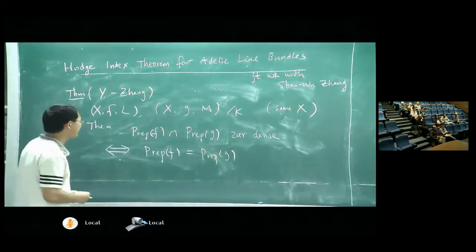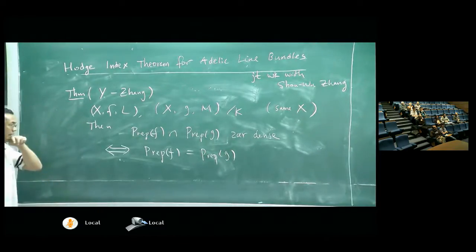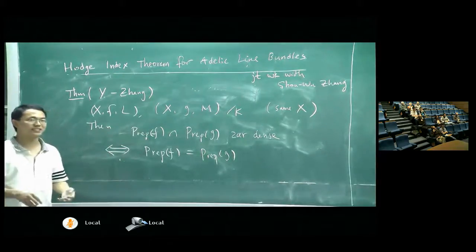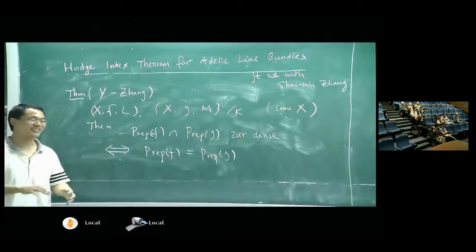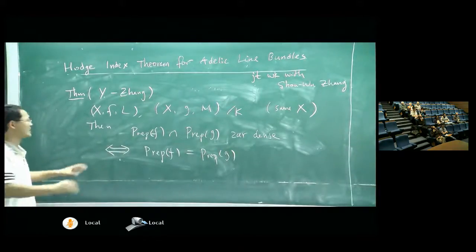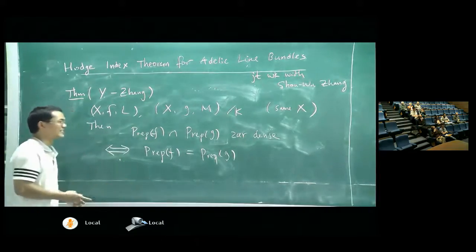So this result somehow indicates that this set is rigid. You can't just arbitrarily choose some points and then recover some dynamical system. You can perturb.